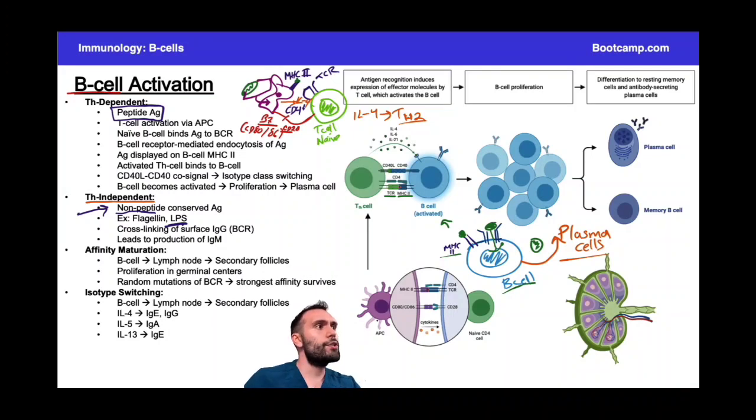Okay, so if something's non-peptide and it's a conserved sequence, right? Something like LPS, something like flagellin. And we already talked about these conserved sequences. We gave them another name before though. Okay, when we first started this video series, we said the name for these are pathogen-associated molecular patterns, right?